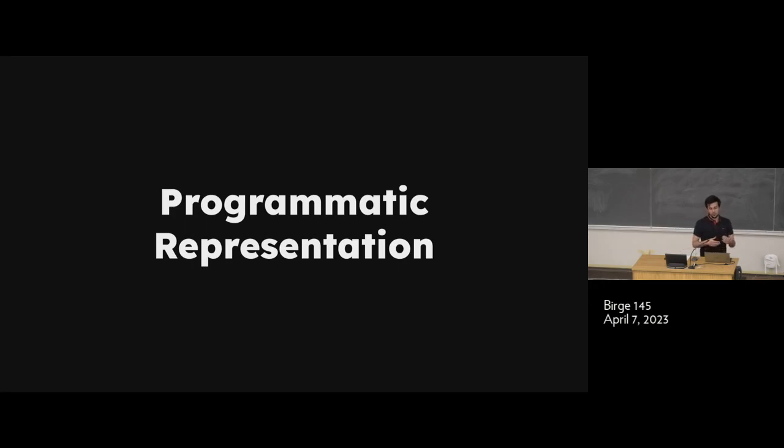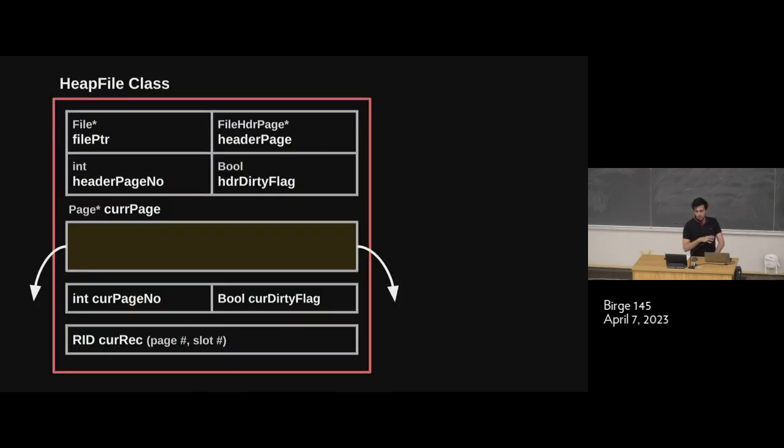Now we need a way to interact with them, and have a class, for example, which allows you to run operations, create records, delete records, pages, and so on, in this heap file. So what does the programmatic representation of a heap file look like? We have what is known as the Heapfile class.